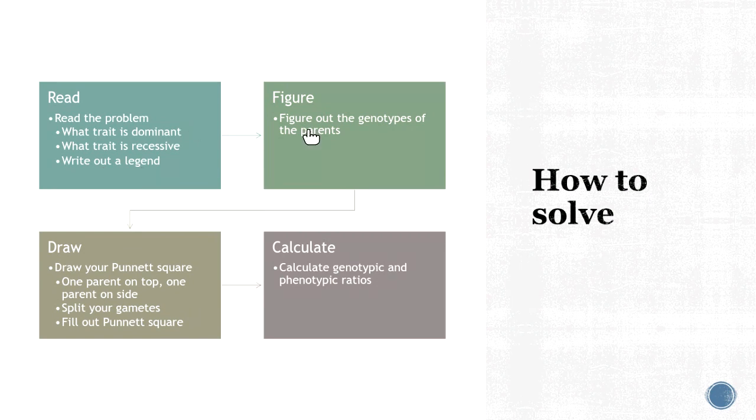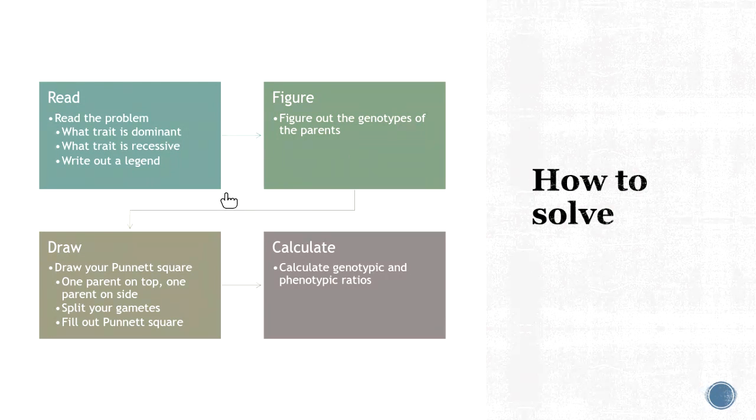Now you're going to figure out the genotypes of the parents. You might have to use some word cues. Sometimes it tells you what it physically looks like, and then that will tell you exactly what the genotype is. Sometimes you might have to read. It might tell you it is a heterozygous plant, and then that should tell you it has the dominant phenotype, and it says heterozygous, so that tells you the genotype.